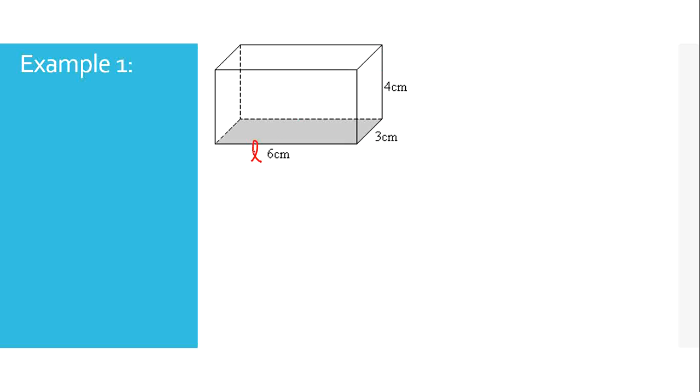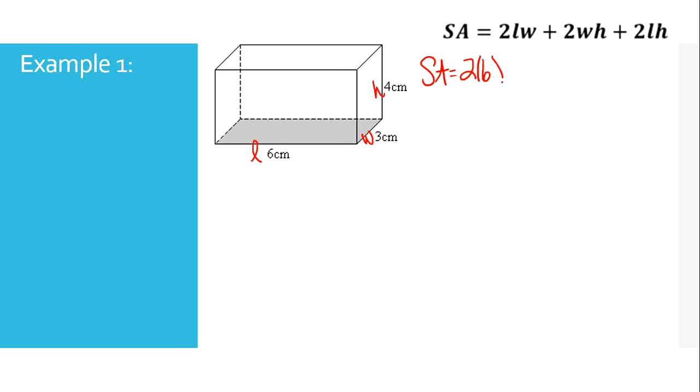So this is L, this is W, and this is H. So let's remember our formula from the last slide. Surface area is equal to 2 times the length times the width, plus 2 times the width times the height, plus 2 times the length times the height. So surface area is going to equal 2, and now we just plug in the numbers.